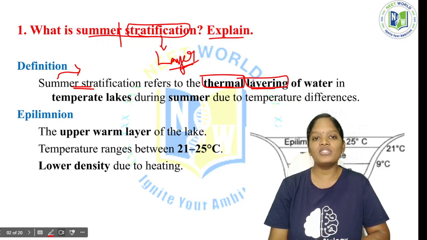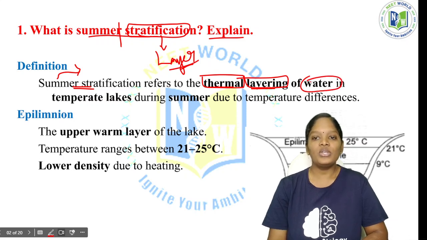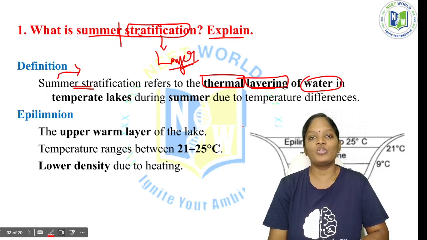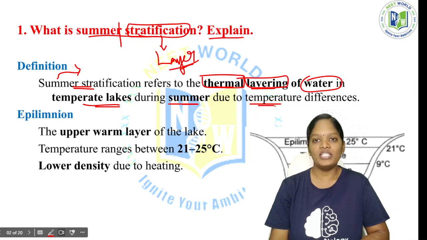So summer stratification is with respect to the water in lakes. We are having a lake, and in that lake we are having layers during the summer time. How that layering will be, that is what summer stratification is. In temperate lakes during the summer season, due to the temperature differences, the lake is divided into three different layers: epilimnion, thermocline and hypolimnion. The thermocline is the one separating the epilimnion and the hypolimnion.